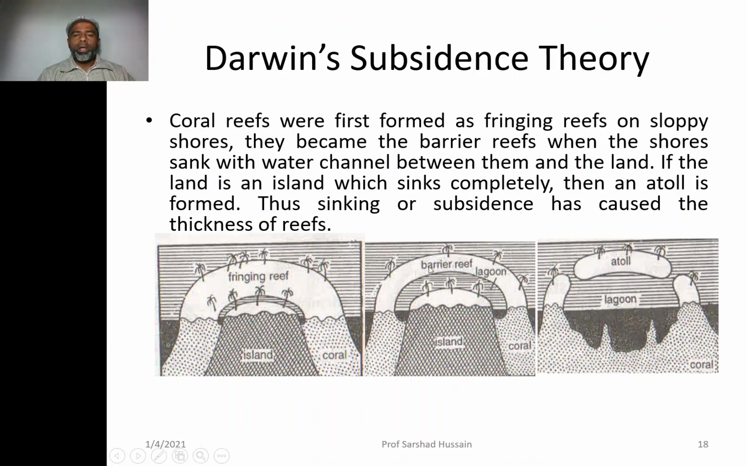So this is how Darwin's subsidence theory explains that first it is the subsidence of the shore of the island inside the water, thereby building it into the barrier reef, and later on the whole of the island may subside inside the water, and it forms the atoll reef. This is how Darwin's subsidence theory explains how different reefs are formed.